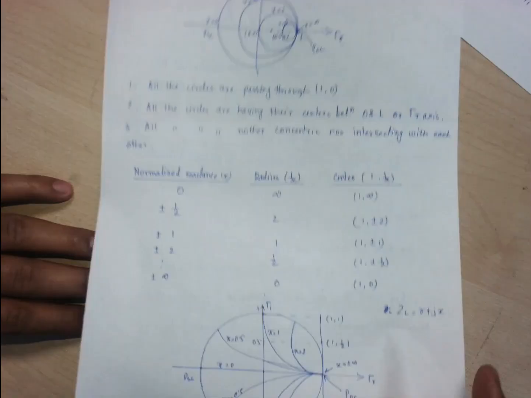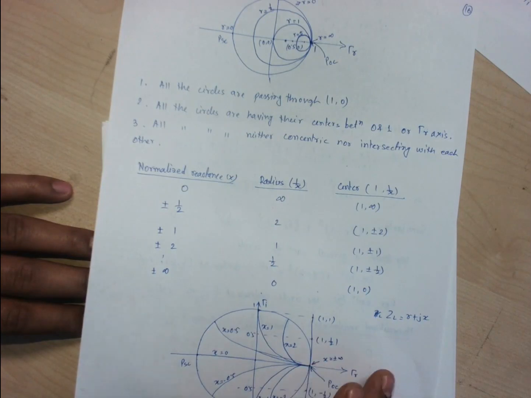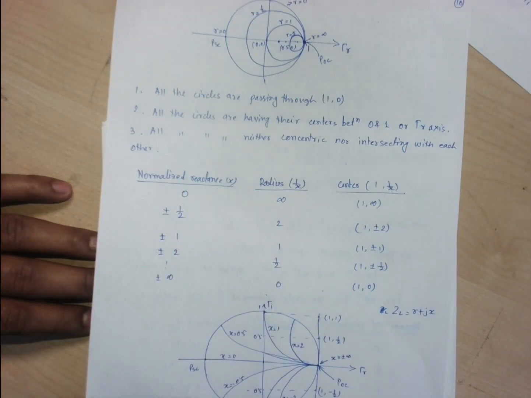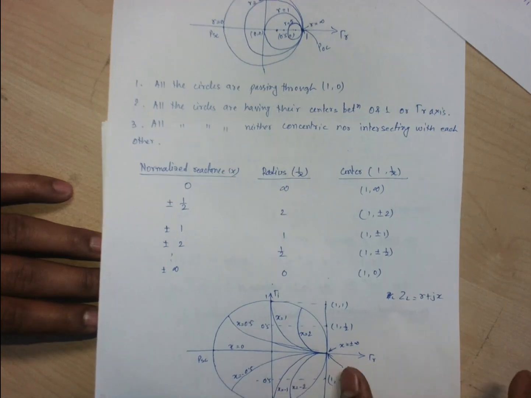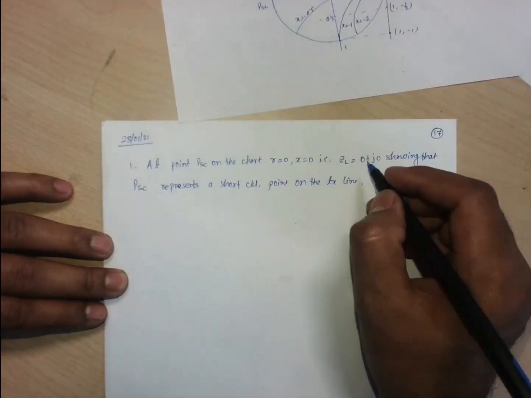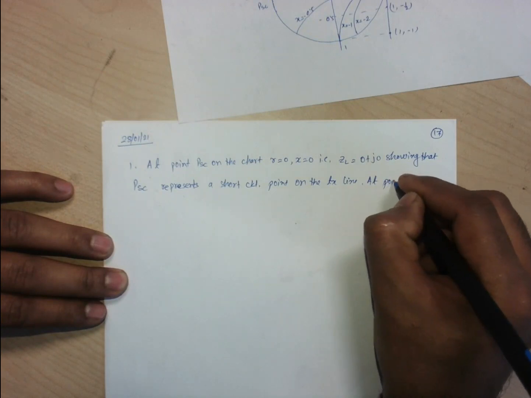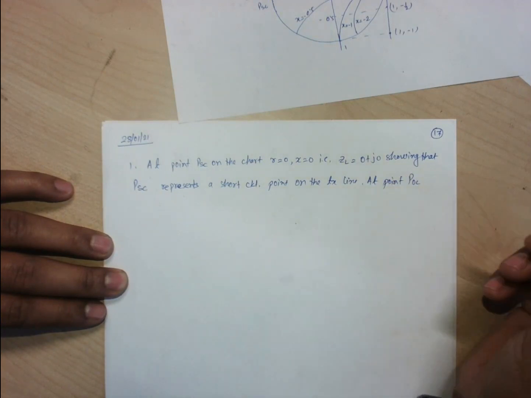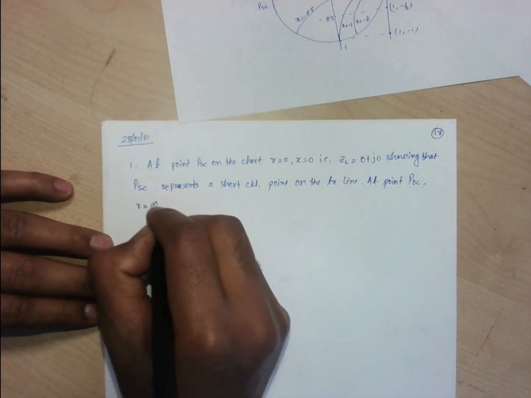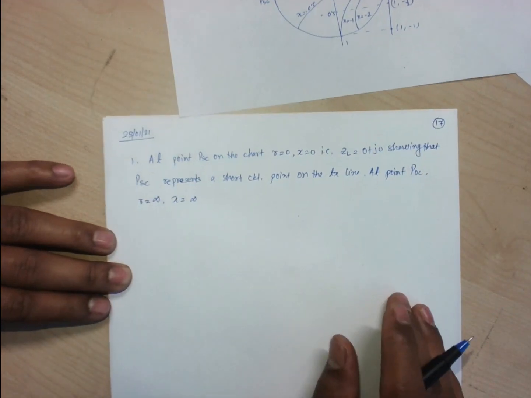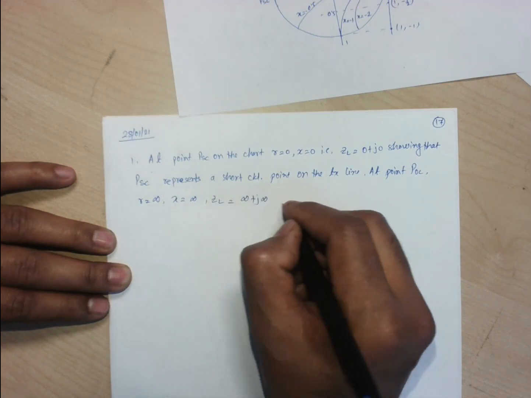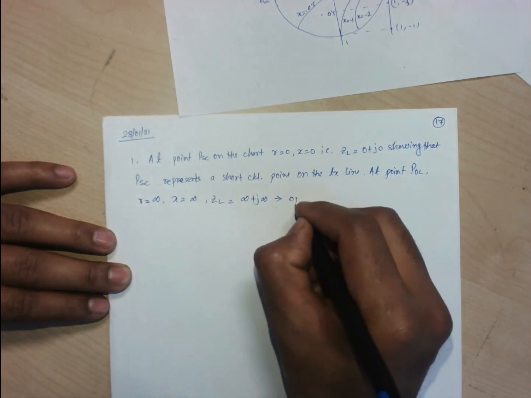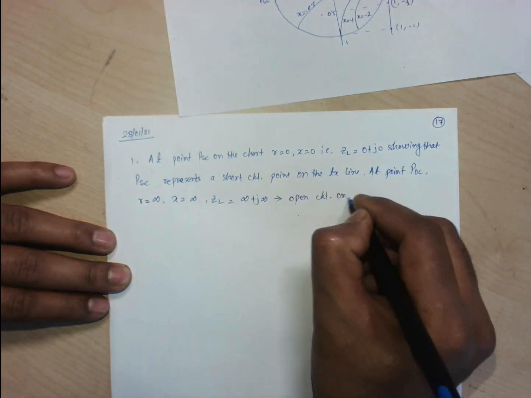Now we come to this point POC. For both of these two circles we are on the open circuit point on the transmission line, right? So at point POC, R equals infinite and x equals infinite. At POC, we have R equals infinite, x equals infinite, that represents ZL equals infinite plus j infinite. It shows open circuit on the line.